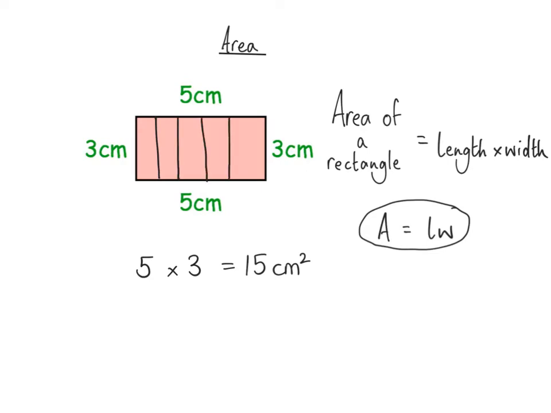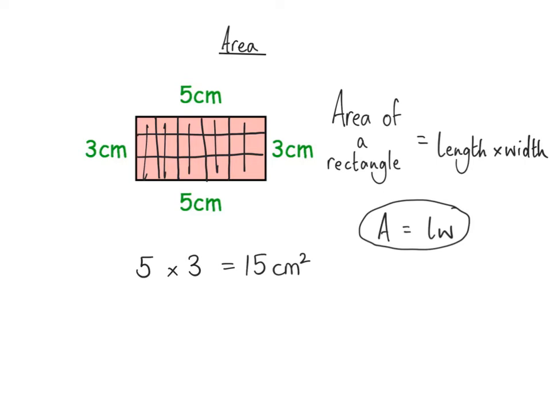They should be equal. I know I've not quite split them equally. And we've got 3 centimetres going across. So what we've actually got is 5 lots of 3 centimetres. Area is the space inside the shape. So that's why we multiply the length by the width, because it tells us how many squares in total are in the shape.